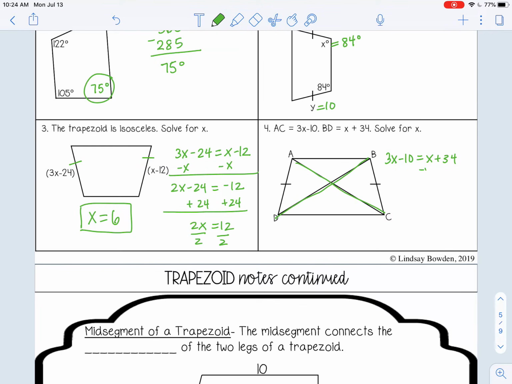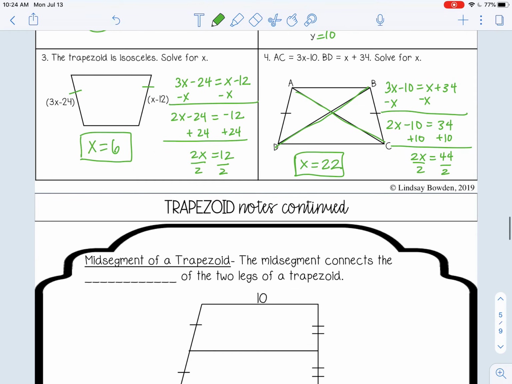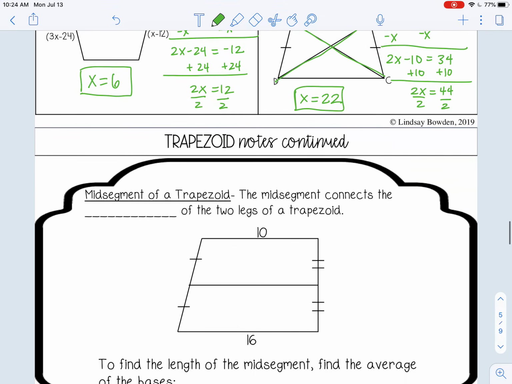Okay, so I'm going to subtract x from both sides. Then I'm going to add 10 to both sides. All right, and then I'm going to divide by 2. So x equals 22. All right, let's continue on. Trapezoid notes continued.